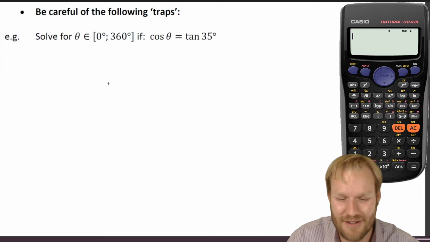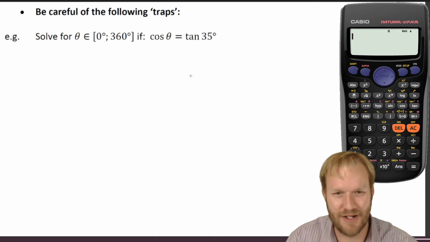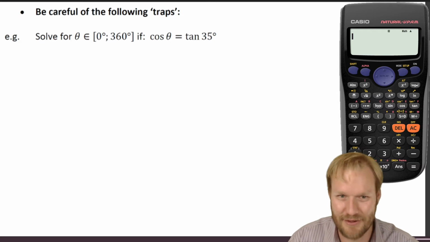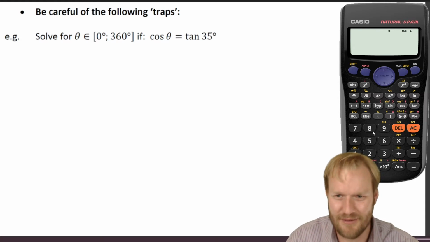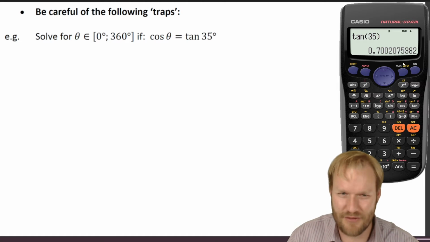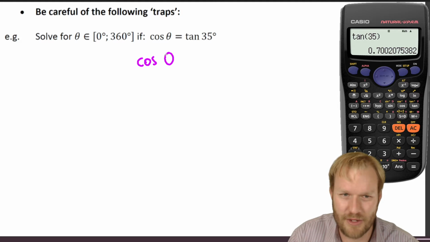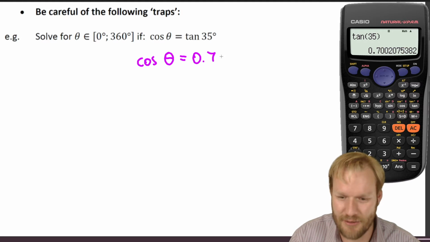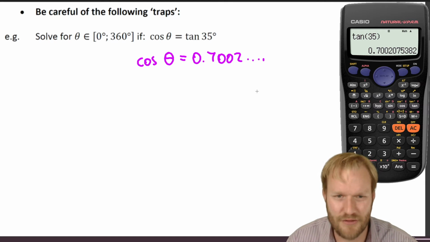Okay, so we've got: solve for theta in this range, cos theta equals tan 35. Now, I've already got my calculator up and ready here because I want to think, well, tan 35, it's just some sort of number, right? So you may as well have been given the equation cos theta equals 0.7002 and so on, and been asked to solve that.